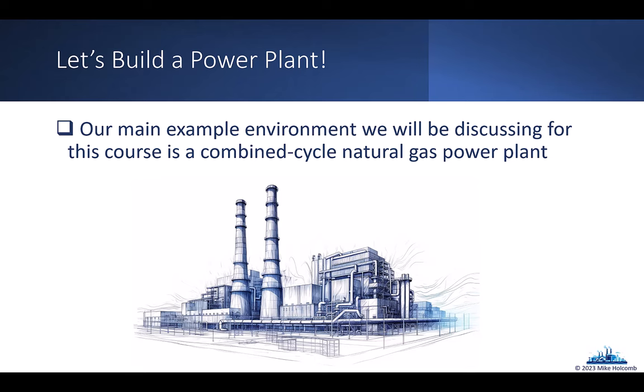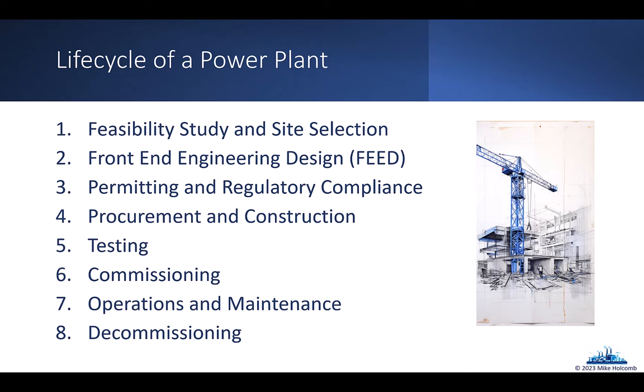So that's the example that we're going to use as we go throughout the course. We're going to talk about this combined cycle natural gas power plant. As you can imagine, the power plant brings in natural gas and uses that to ultimately generate electricity. We'll walk through that process and what it looks like. Before we get to that, I did want to mention the idea of an overall life cycle, in this case of a power plant, but it's the same concept for any industrial or OT environment, even a standard manufacturing facility.